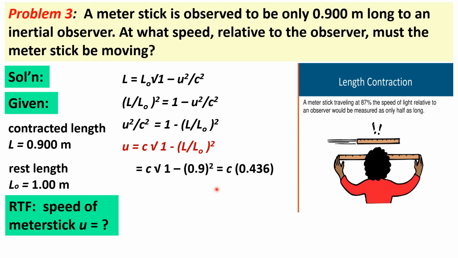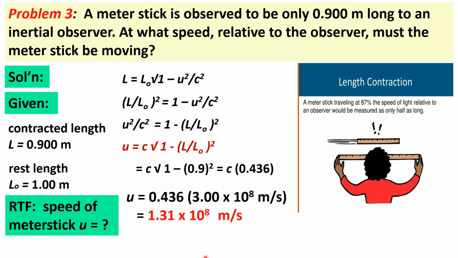And simplifying further, the value of the quantity inside the radical sign is 0.436. And multiplying that by the speed of light in vacuum, we arrive at the value of the speed of the meter stick relative to the observer, that is, u is equal to 1.31 times 10 to the 8th power meters per second. And as expected, this speed is very much less compared to the speed of light. So our answer does make sense.